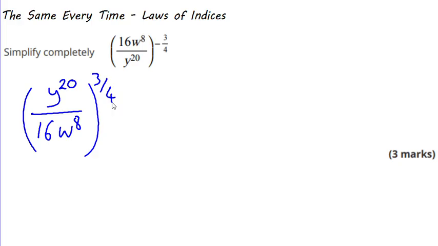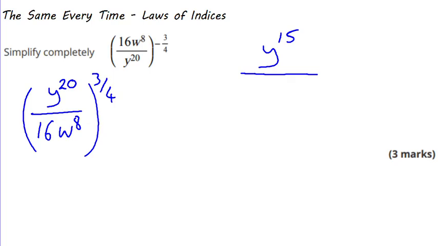Our focus on these questions really is to get ourselves into the marks and get ourselves into the grades. So our answer is going to be a fraction, and at the top I've got y to the power 20 to the power 3 over 4. So at the top of my fraction I'm going to have y to the power something. And you remember the law of indices. If I've got the 1 in the brackets, I multiply the powers together. 20 times 3 over 4, check that you can do that, would give me 15. So the top of my fraction, y to the power 15.